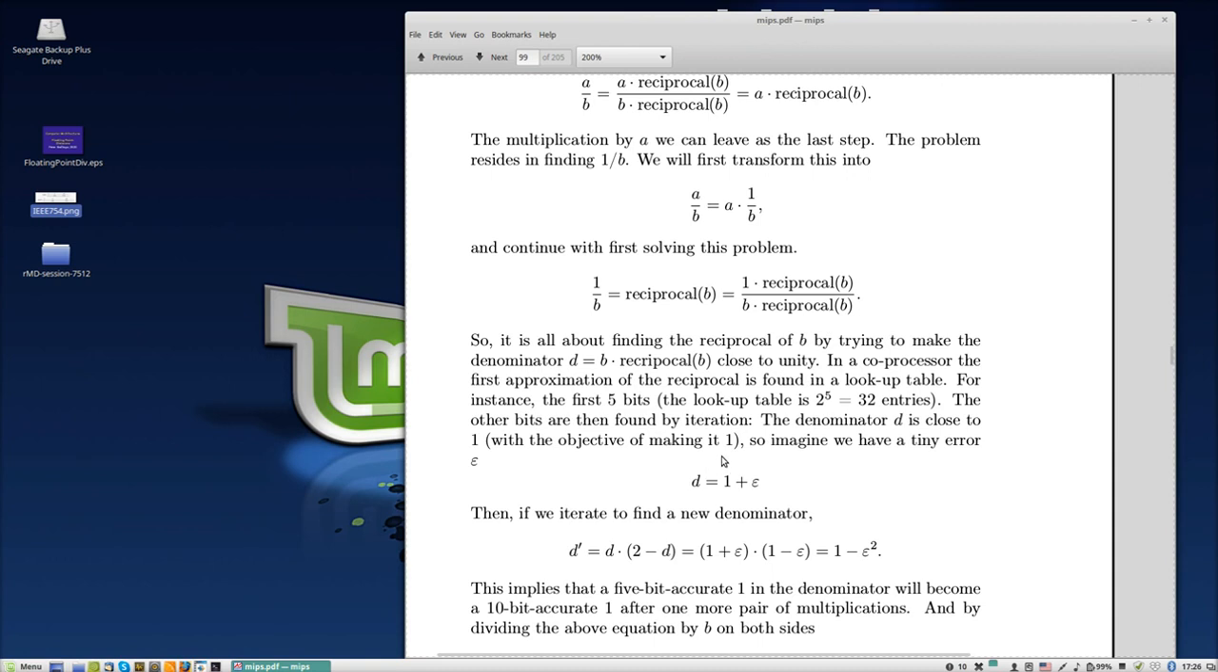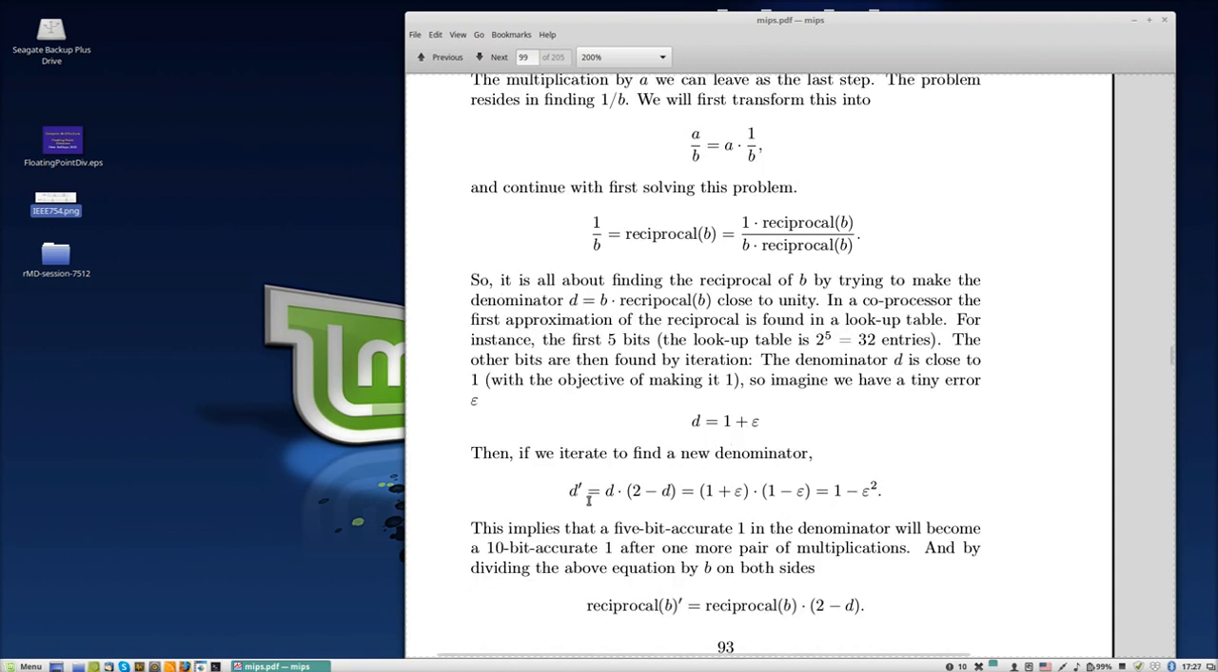Now imagine that we are at a certain moment, and we have a certain error, which we don't know yet, so the denominator is 1 plus this error. What we do now to find the new denominator is multiply the old denominator by 2 minus the old denominator. So we do some kind of iteration. Follow this: 1 plus epsilon multiplied by 2 minus (1 plus epsilon), sorry, not E, epsilon. This is then 1 minus epsilon squared.